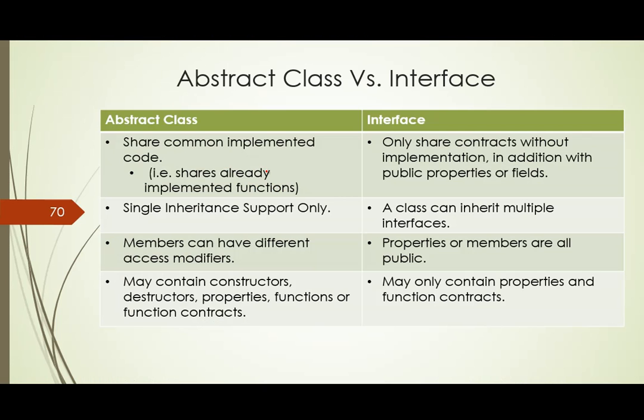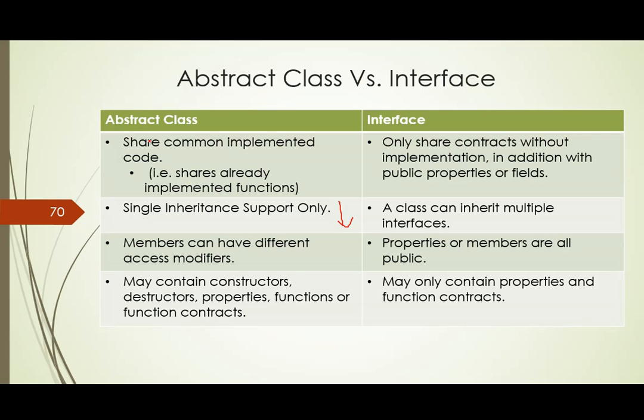So abstract class versus interface is a very interesting topic, and you should know those. These are very important. An abstract class can implement or share common implementation, but on the other hand, an interface couldn't have any implementation. It will only keep properties and the method names. That's it. And single inheritance is supported only. That's really a downside of abstract classes.